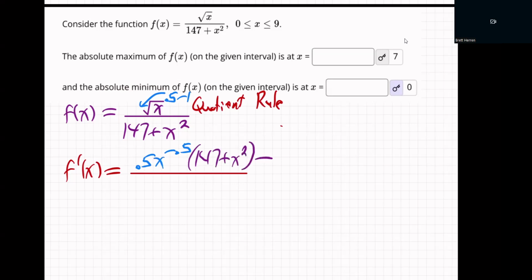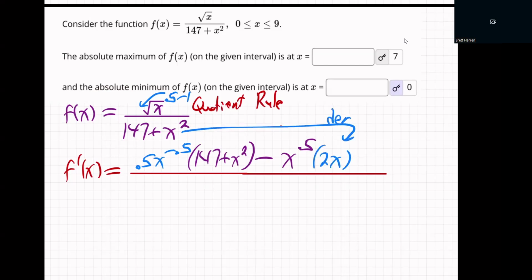minus the top unchanged, x to the 0.5, times the derivative of the bottom. So then you grab the bottom and you do the derivative of the bottom, because it's their turn. What's the derivative of the bottom? It's just 2x. The 2 just comes down, 147 goes to 0, over the bottom squared.